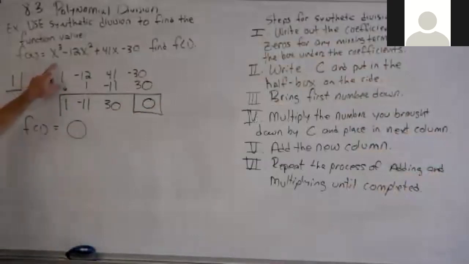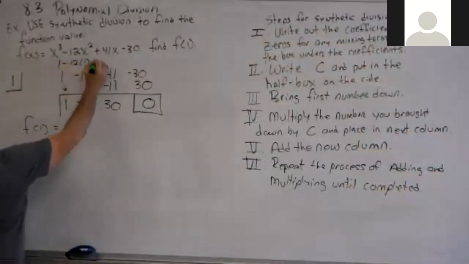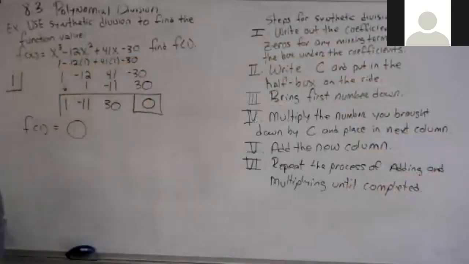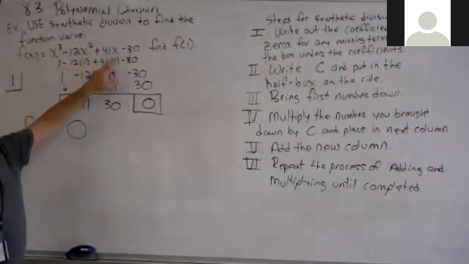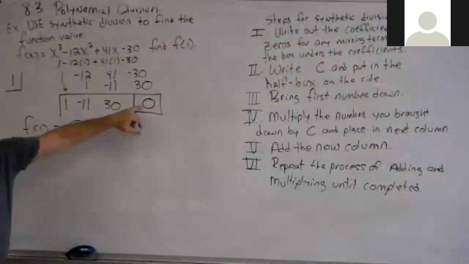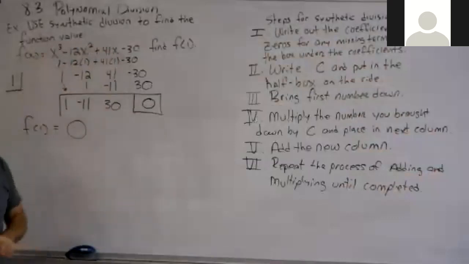So if you put a 1 here, that's 1, right? 1 times 1 times 1. Minus 12 times 1 plus 41 times 1 minus 30. So 1 minus 12 is negative 11, plus 41 is 30, minus 30 is 0. So these synthetic division remainders give you the same answer as if you put that 1 into that equation, okay?